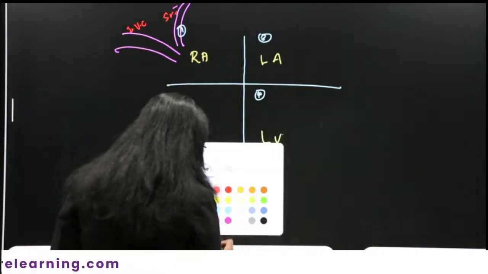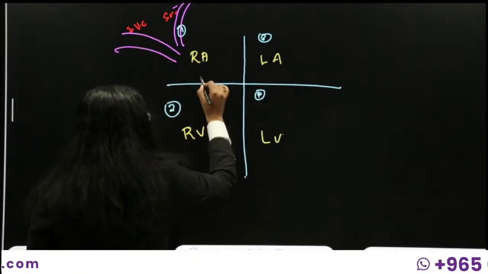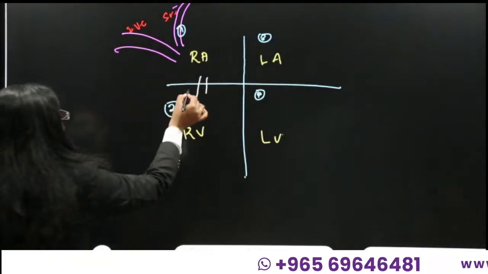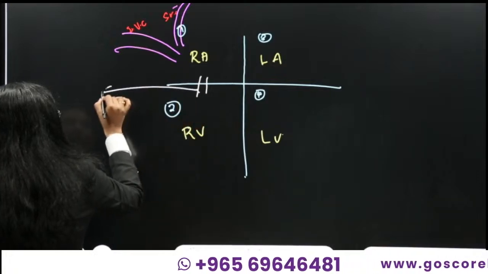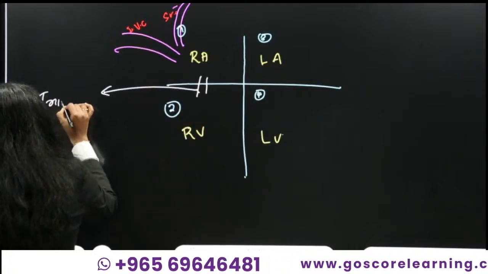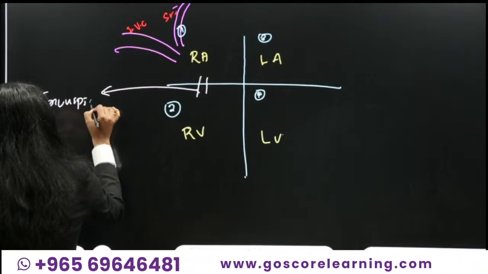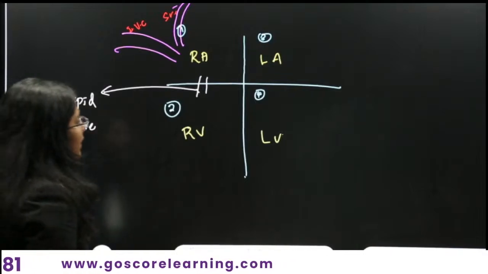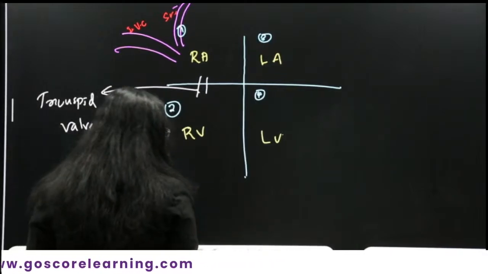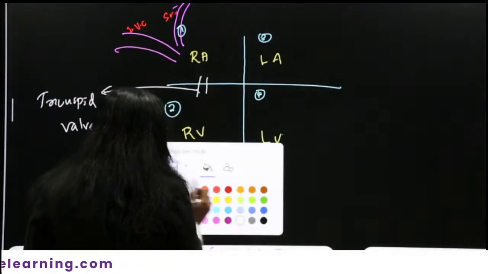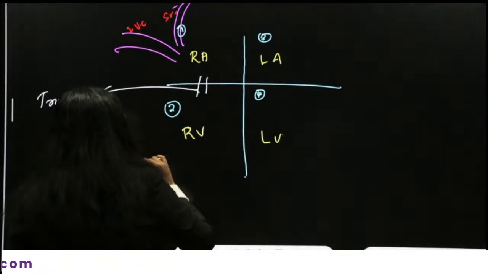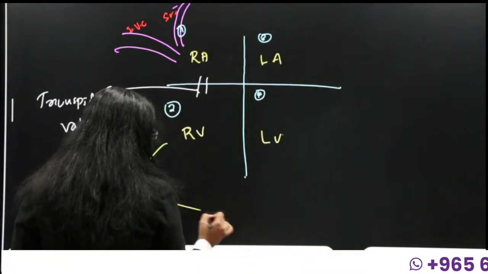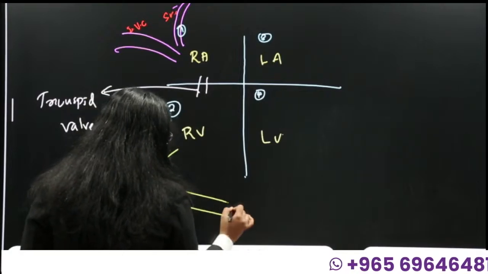From there the blood moves into the next region through a valve. What is this valve known as? This valve is known as the tricuspid valve. Through the tricuspid valve the blood reaches the right ventricle. From the right ventricle, it moves to the lungs.